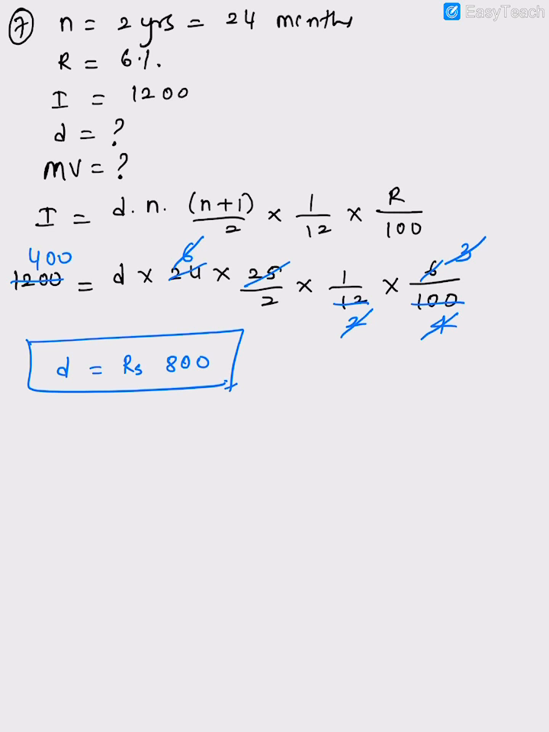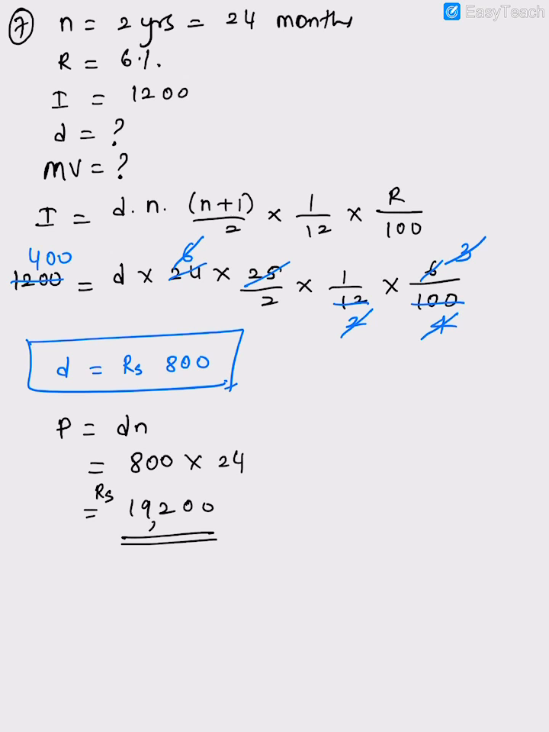So that's your monthly deposit. Now since you know the monthly deposit, I can also calculate the principal. How will you calculate the principal? D into n. What's the monthly deposit? 800. What are the number of months? 24. Now 24 into 8, so 160, 192,000 rupees, 192,000. That's your principal.